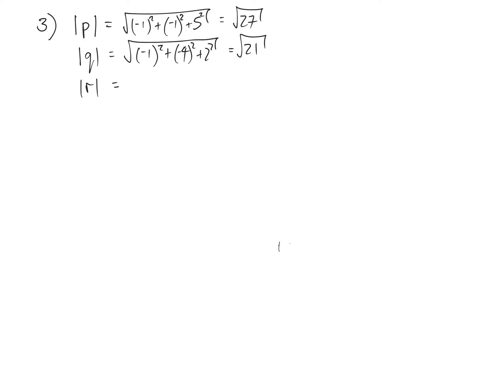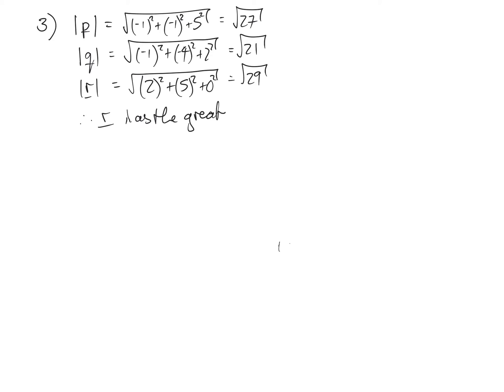And the square root of R is the square root of 2 squared plus 5 squared plus 0 squared, which is 25 plus 4, so the square root of 29. Therefore, R has the greatest magnitude. You do actually need to state your answer. It's not just enough to work them out, but we don't need to work them out as decimals. Surd form is fine because we're just comparing them.